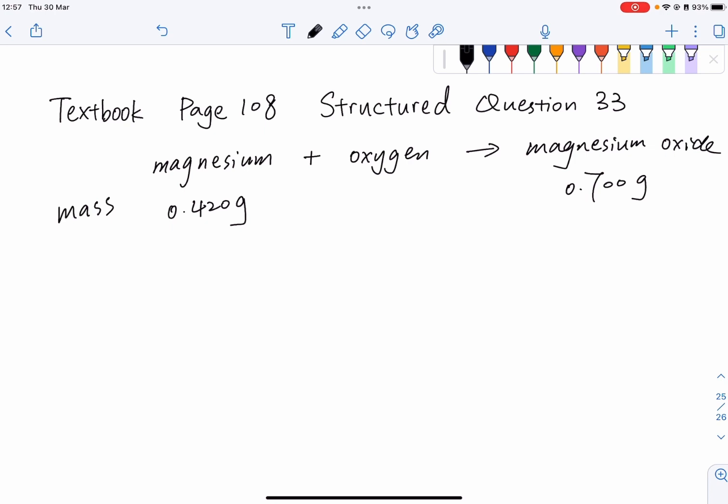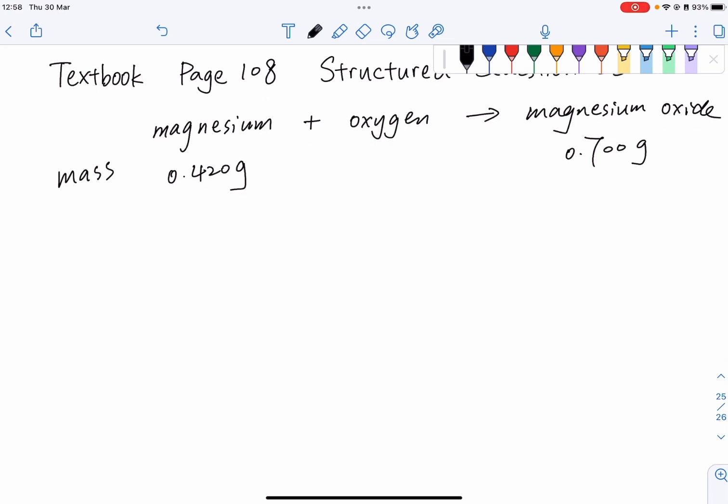Alright, so let's do the calculation first. Later on, I will show you the mark scheme for how to describe an experiment. Now we have the mass of magnesium oxide, right? We also have the mass for magnesium. Remember, if we have to determine the empirical formula, we have to know the moles for each simple element. I know that the mass for magnesium is very easy. It will be 0.420 grams. But what about the mass for oxygen?